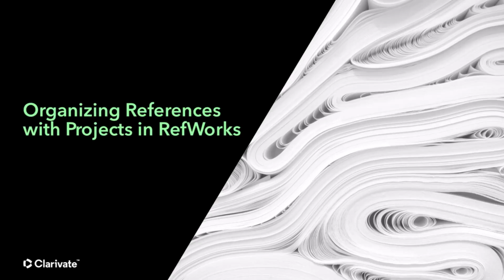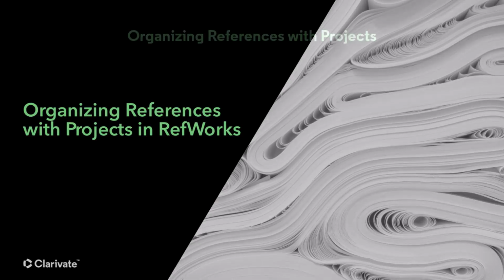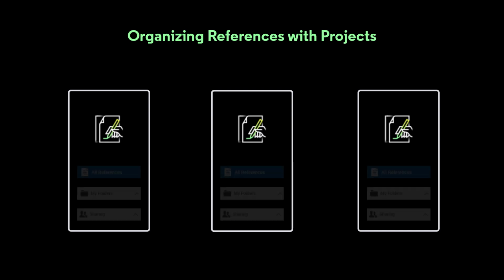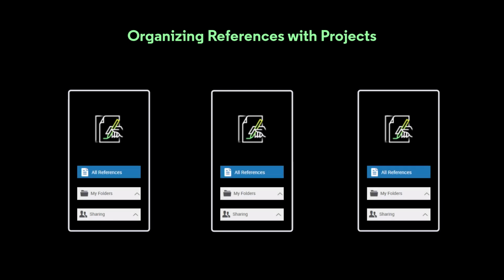This RefWorks training session will cover ways to organize your references using projects. One way to think about projects is that they are like separate instances of RefWorks. You only have to log into RefWorks once, but each project will have its own set of references, folders, sharing, and so on. When you search RefWorks for references, you'll only find those in one project, and you can easily move references between projects or copy references from one project to another.